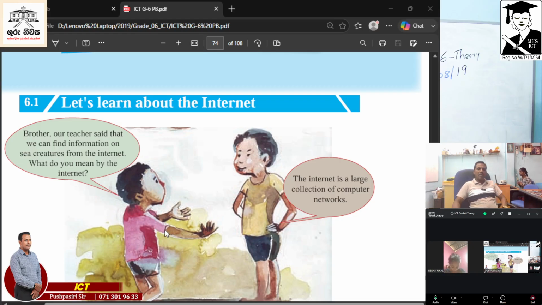Let's learn about the internet. Brother, our teacher said that we can find information on sea creatures from the internet. What do you mean by the internet?